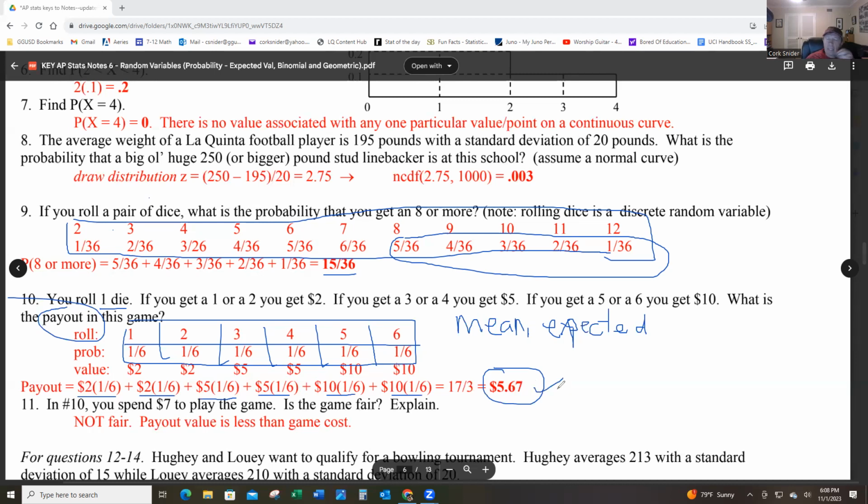Now you may be asked, what does that mean? This means that this game pays out on average $5.67 every time you play. In number 11, if it cost you $7 to play, is the game fair? No, it's not, because if you pay $7 to play and it pays out $5.67, then you actually lose $1.33 each time you play on average. This is the kind of game that Vegas likes because they're looking to make money over time. So there's payout. Payout is the same as mean and expected value.